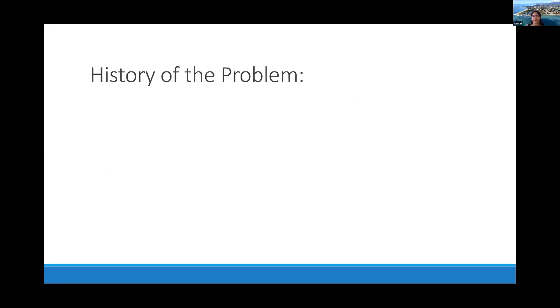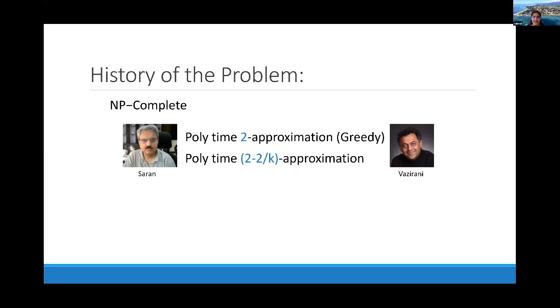So this problem has been well studied in the past and has received a lot of attention in the past few years. This problem is known to be NP-complete, and there were 3 groups of different researchers who independently gave 2-approximations for this problem, and Saran and Vazirani were the first among these 3 groups.